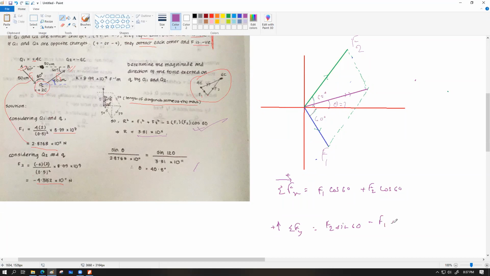minus F1 sin 60. Do you understand why it is minus? Tell me, why minus? Because F1 is working downwards. So from here you will get a value, and once you get this value, finding out the theta is very simple. In that case, tan theta would be equals to sum of Fy divided by sum of Fx. From here you can very easily find theta.